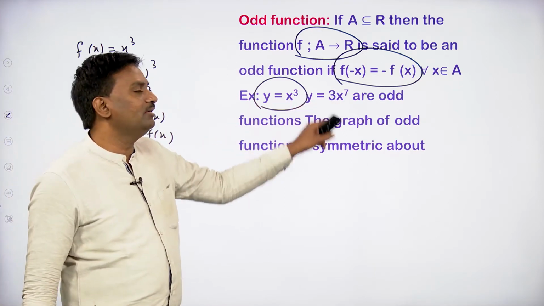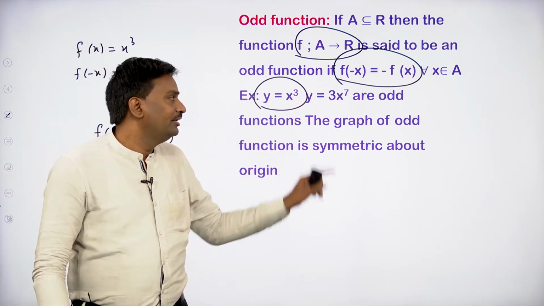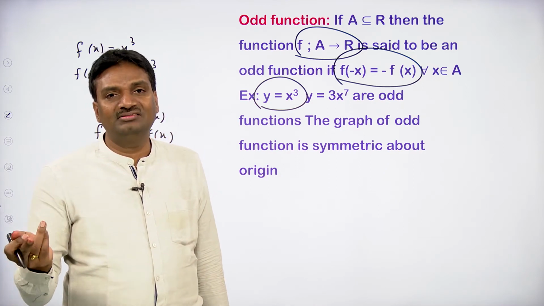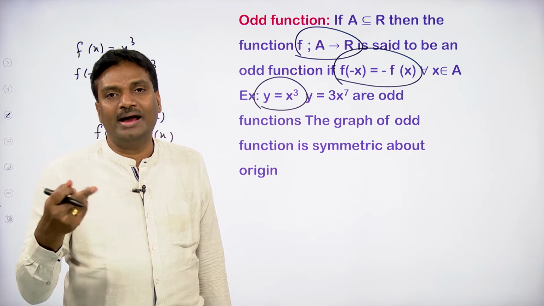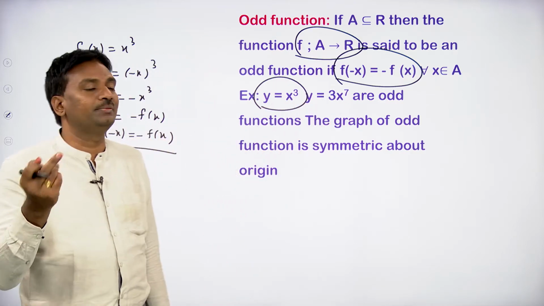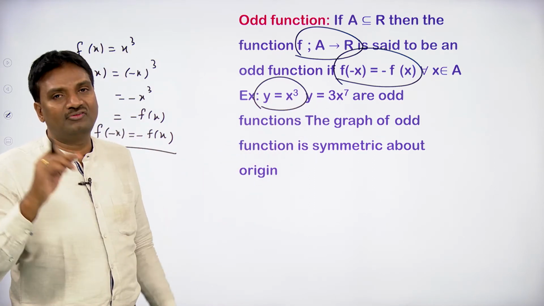So clearly, if you take y equal to 3x power 7, in place of x if you take minus x, f of minus x equals 3 into minus x power 7. Again the power 7 is an odd number, so minus 1 power odd number is minus. So you will get again minus 3x power 7, that is minus f of x. So we can say this is also an odd function.